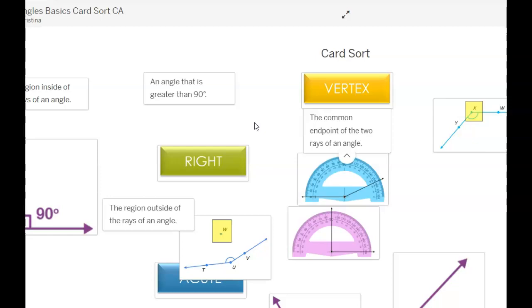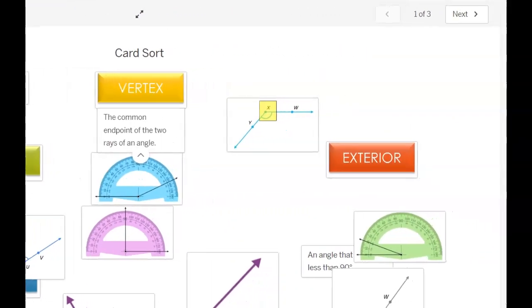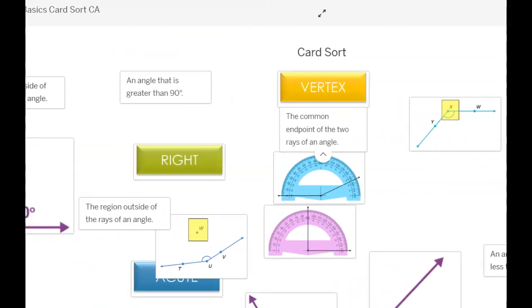But once you think that you have them all matched up, you can check yourself. And so up at the top, if I scooch this over, you can hit the next button. And it's going to say there's a total of 21 cards and you have 2 correct. So if you want to keep trying, you could just go back and keep going, right? So it is not graded. It's just for you to practice. Again, I'm going to put the link up in the course so you can work on it and see how you do with Angle Basics.